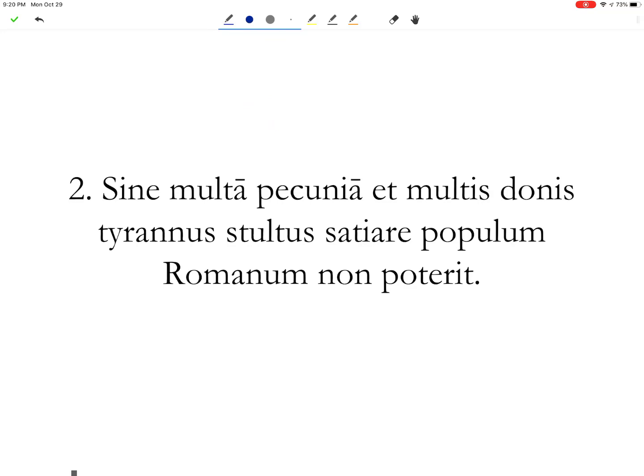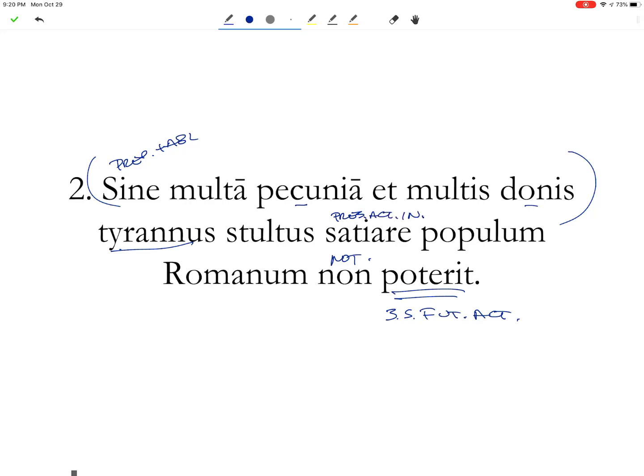But let's identify this. Sine is a preposition that takes the ablative. And here it takes without, it governs money and gifts. So without much money and many gifts, there you go. Subject, tyrannos. The verb, poterit, third person singular, future active indicative. Will be able, or in this case, not be able. And what are we going to look for? What do we expect to see after the verb possum? We want to see the complementary infinitive, the present active infinitive, in this case, satiare. So without much money and gifts, a foolish tyrant, nominative singular masculine, will not be able to satisfy the Roman people, accusative singular masculine, and Romanum modifies it.